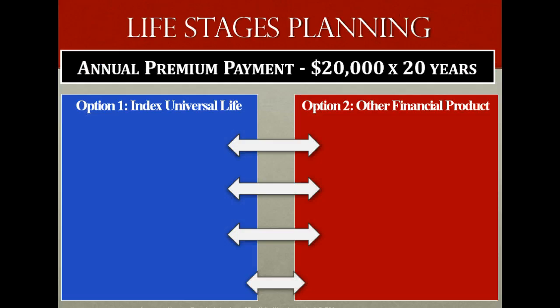Now, let's begin. We have a 45-year-old male in our example who's going to make annual contribution payments of $20,000 per year up to his projected retirement age of 65. On the left-hand side, we have an Indexed Universal Life product, and on the right-hand side, we have an alternative financial product that he might consider placing his annual contributions.